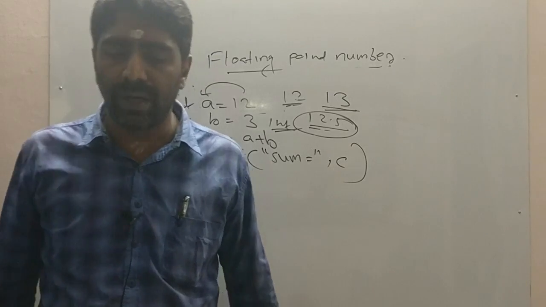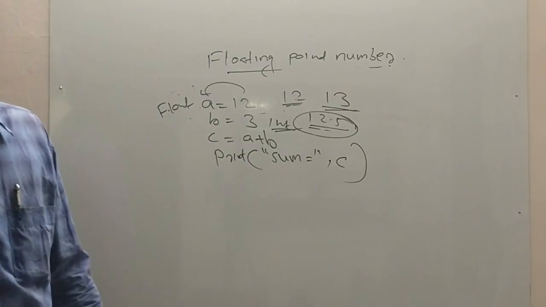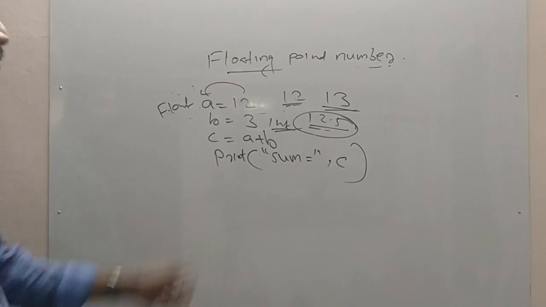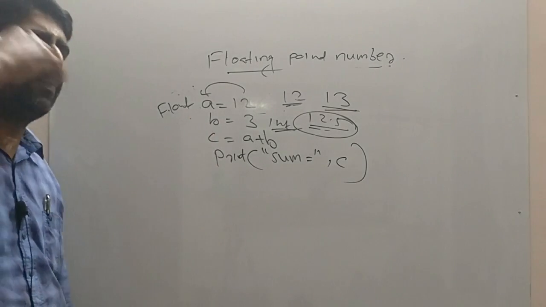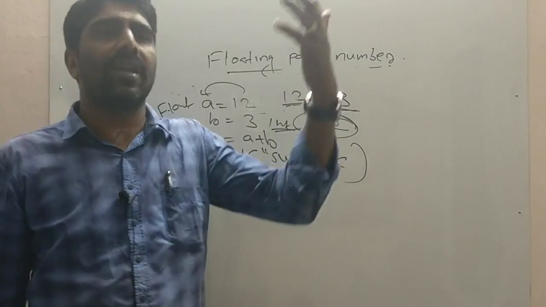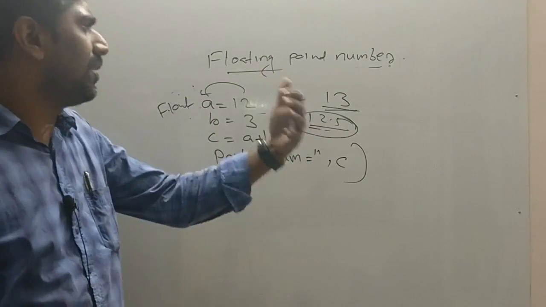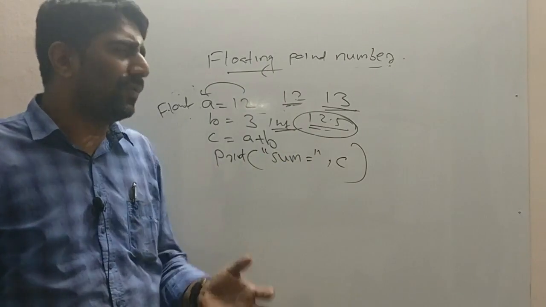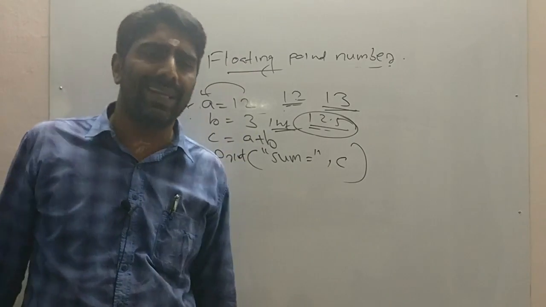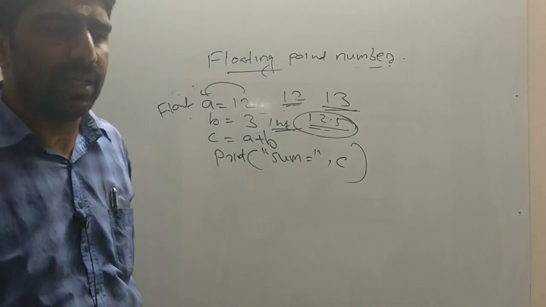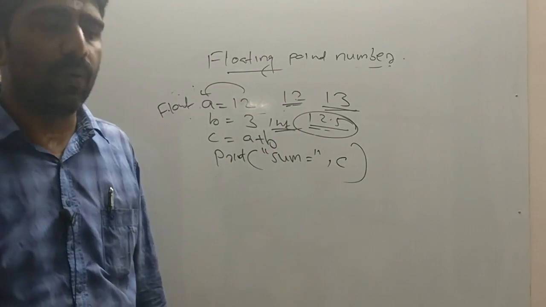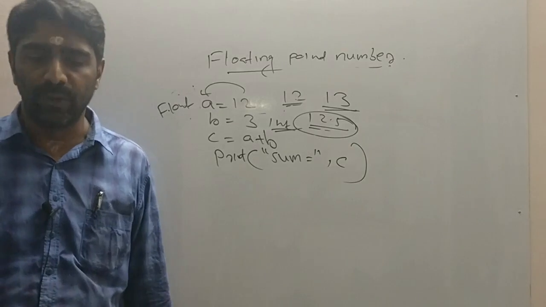The second one is that they can represent a much greater range of values compared to integers. In the integer range, it is approximately 50,000. In the case of floating point values, we can increase the range. That is another advantage of floating point values.